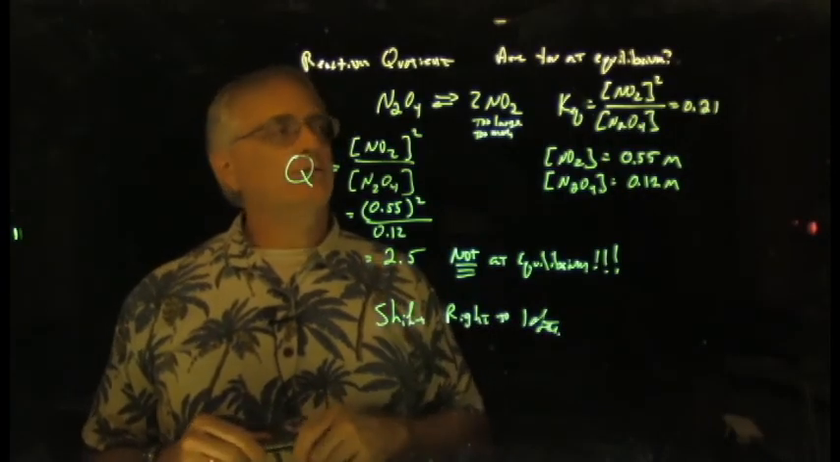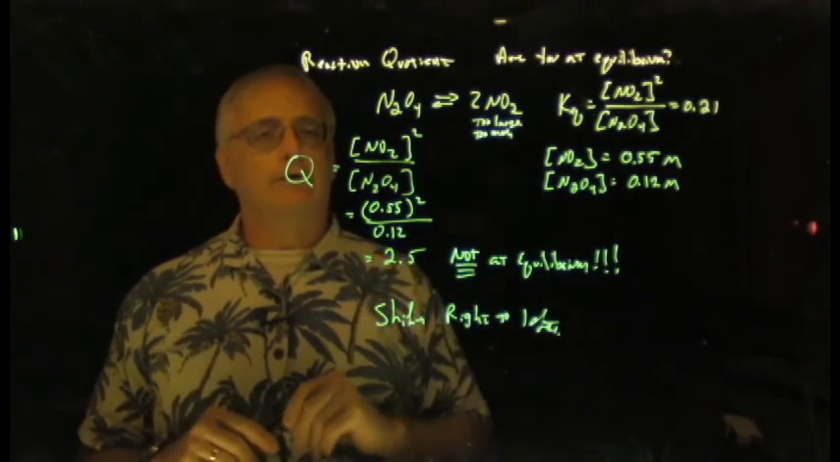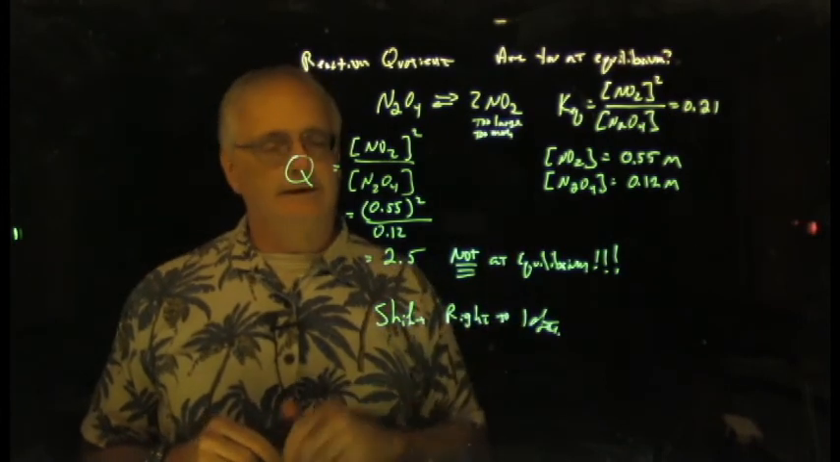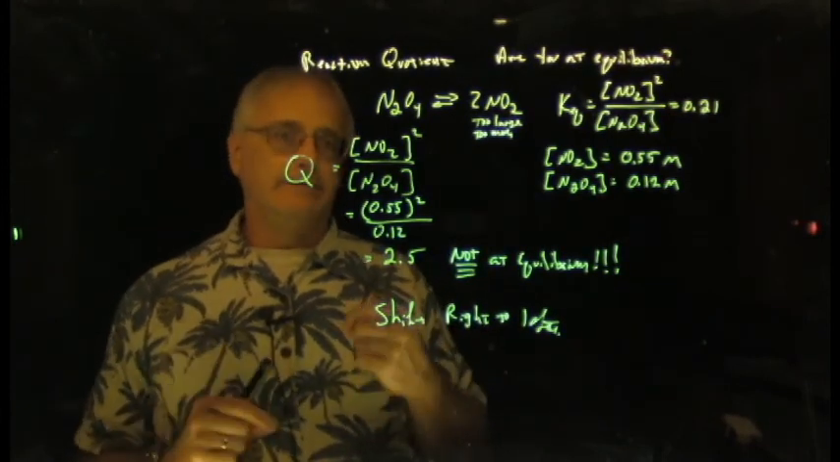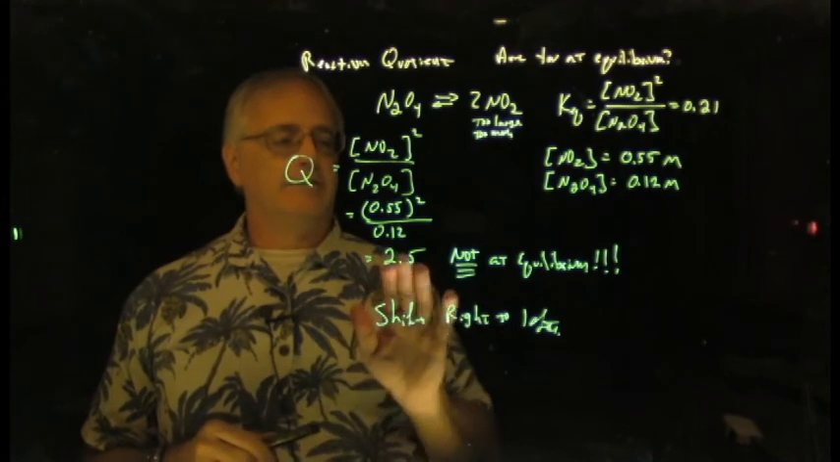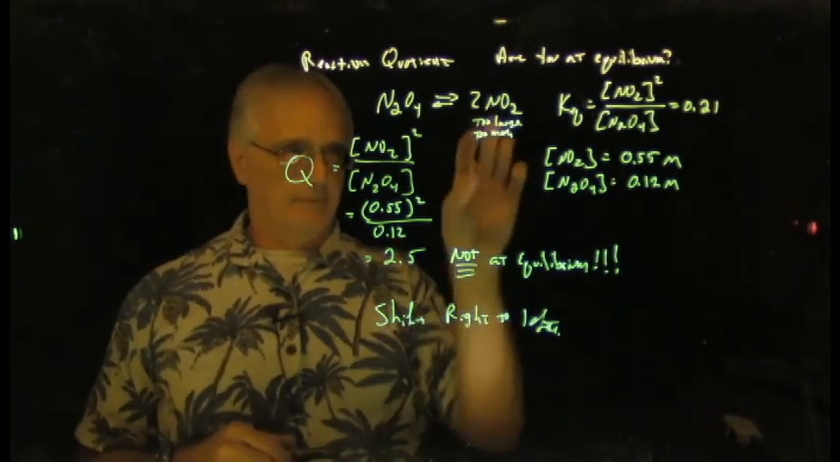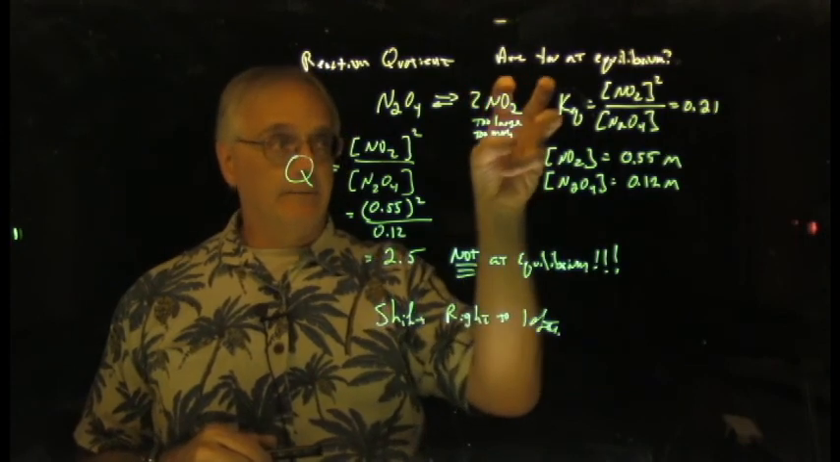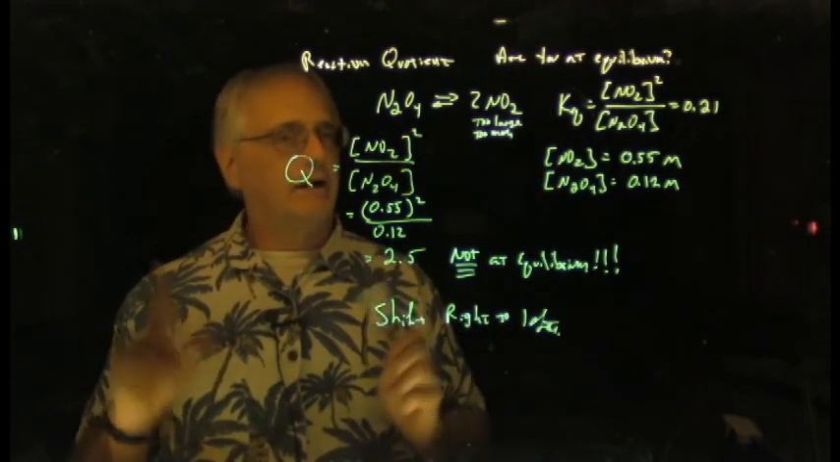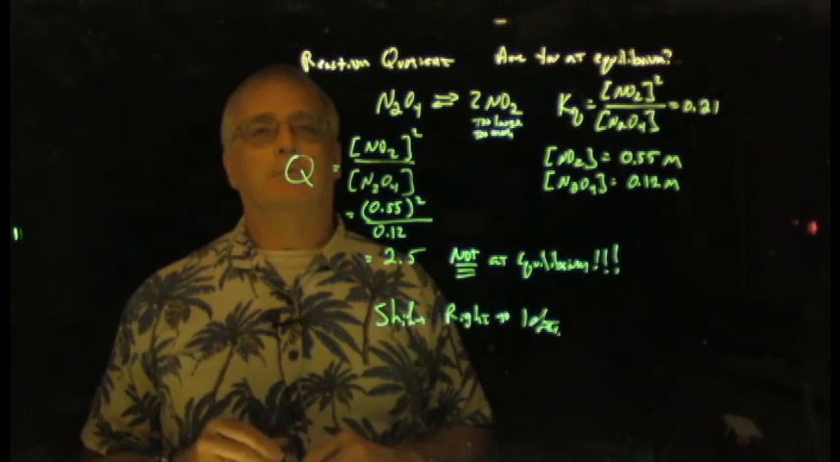Whatever way you feel more comfortable doing this, either memorizing what to do when the reaction quotient is larger or smaller than the equilibrium constant, or just doing a little bit of logic. This number means the numerator is too big, the numerator is this side, therefore I have to have less of this, and that means I have to shift from the right to the left. However you do it, as long as you come up with the right answer.